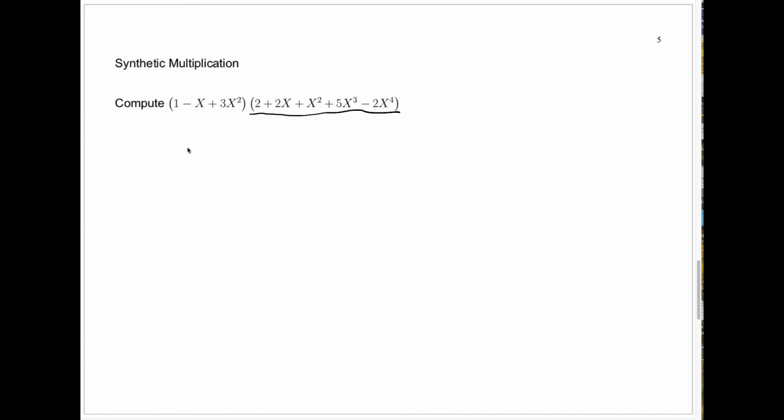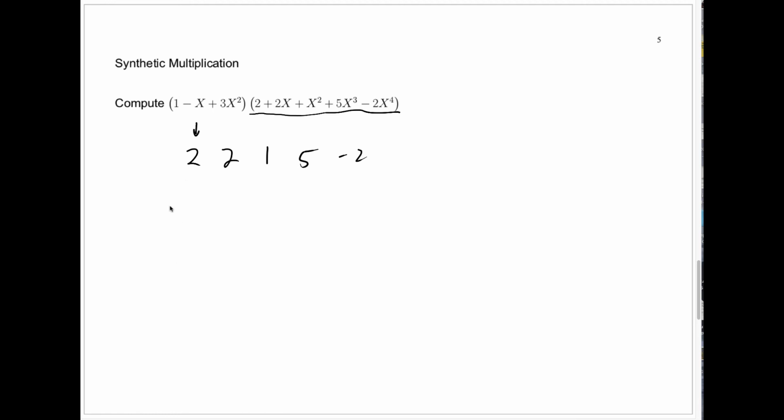And I'm going to represent that just by writing down the coefficients. I don't want to be writing the x's all the time. The coefficients are 2, 2, 1, 5, -2, and that's it. Now you have to be very careful to keep things lined up, because if I'm just going to write down the coefficients, the power of x has to be determined by the position.